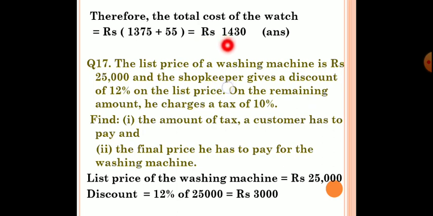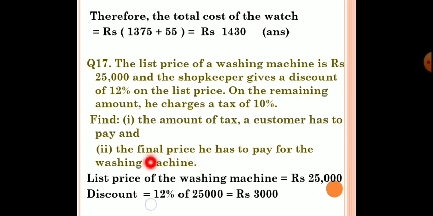Question number 17. The list price of a washing machine is rupees 25,000 and the shopkeeper gives a discount of 12% on the list price. On the remaining amount, he charges a tax of 10%. Find number 1, the amount of tax a customer has to pay, and number 2, the final price he has to pay for the washing machine.